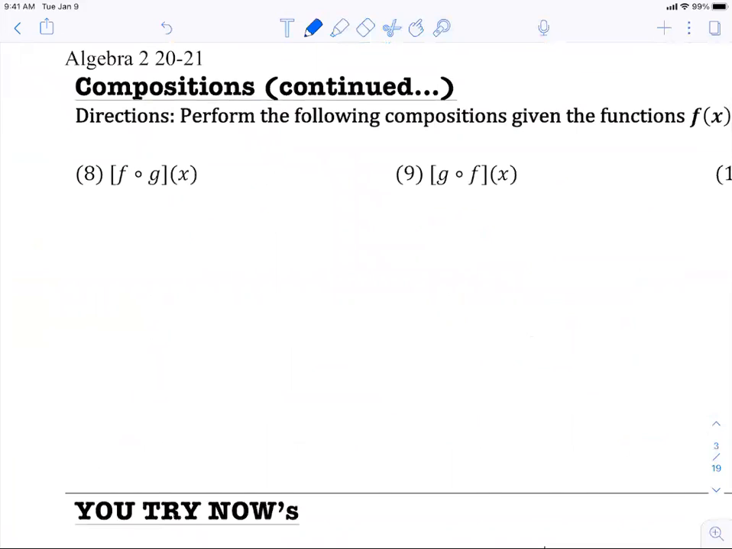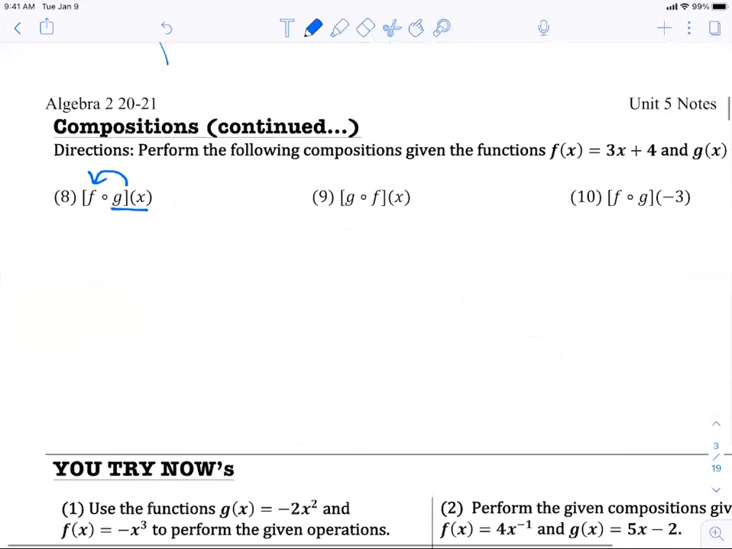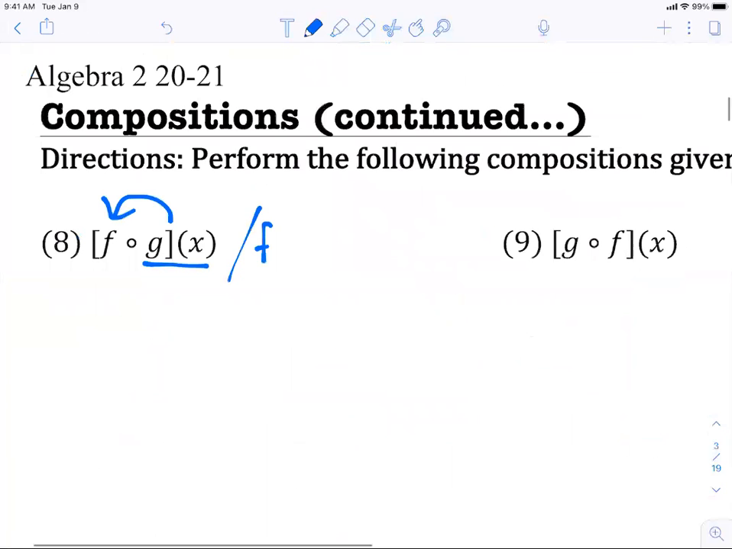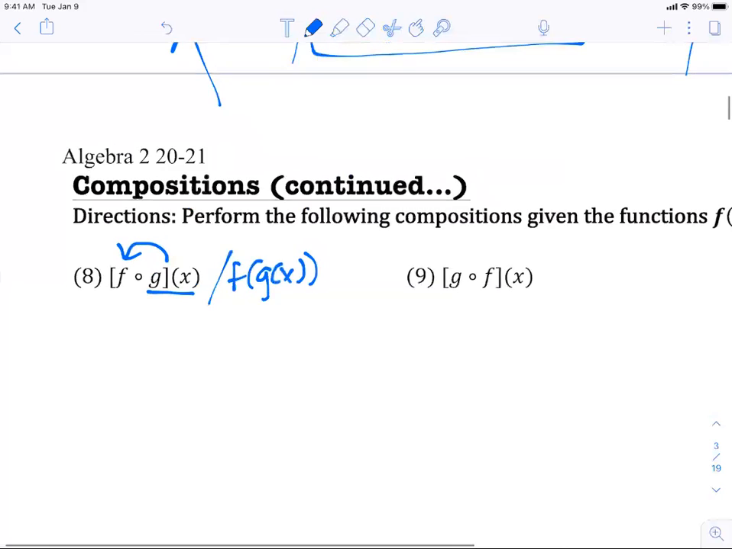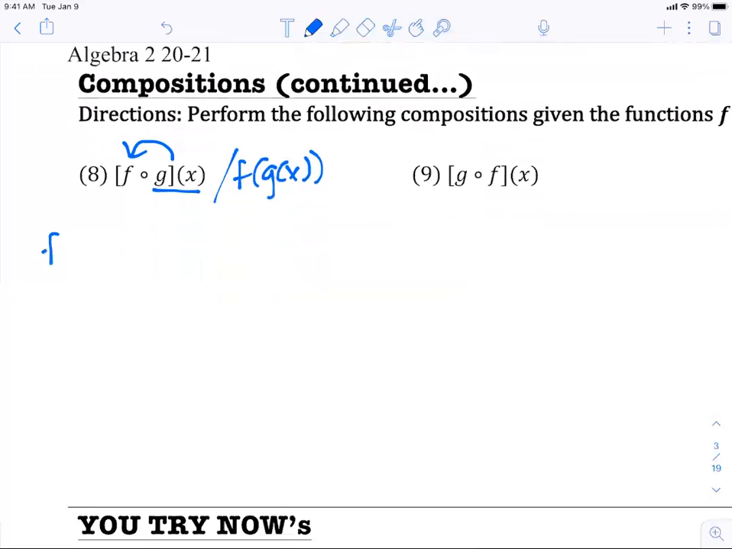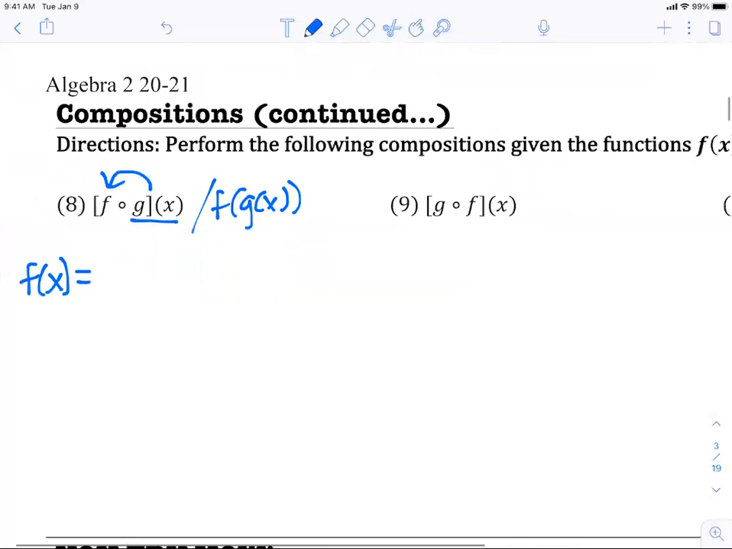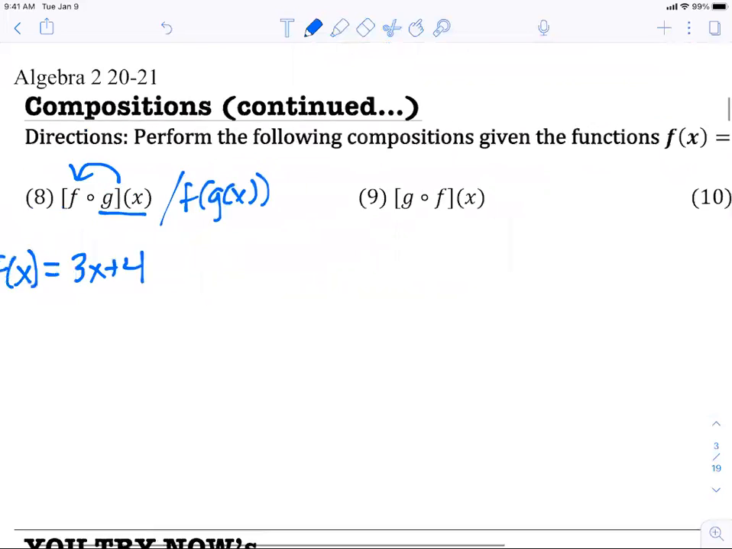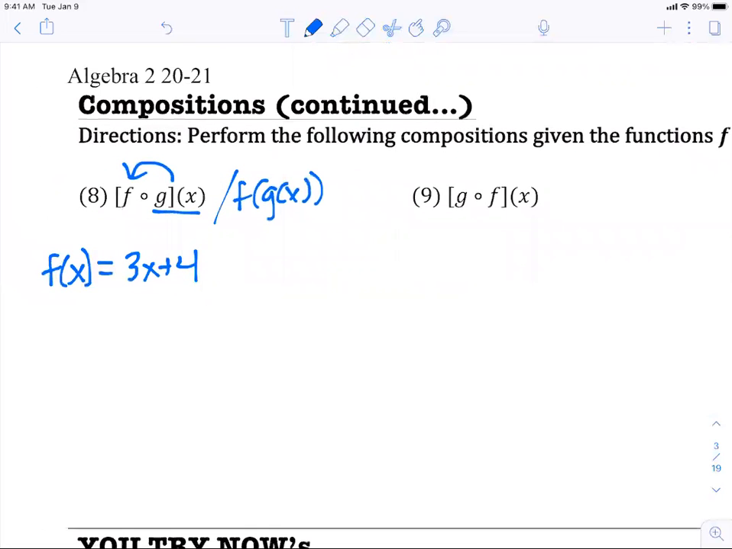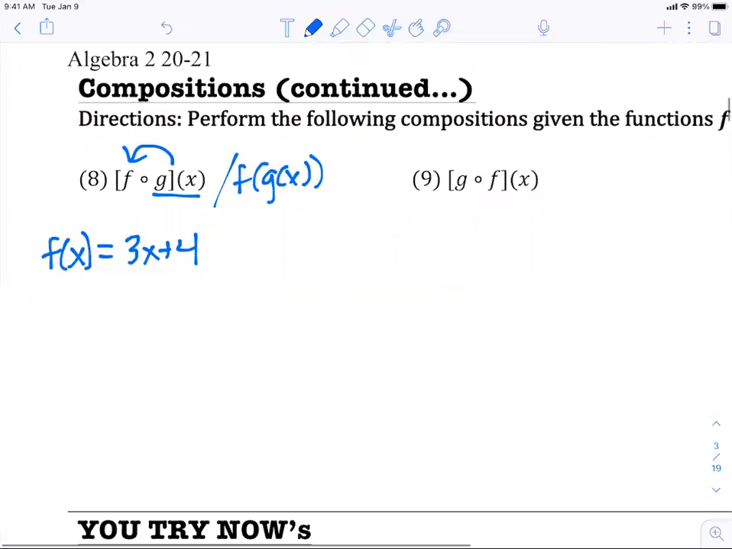You'll also see it as this. Here, this still tells me I'm going to find f of g of x. When you see it in this notation, it just means the second gets plugged into the first. So I'm going to take whatever g is and plug it into my f function. So f is equal to 3x plus 4, and g of x is equal to 2x minus 5.